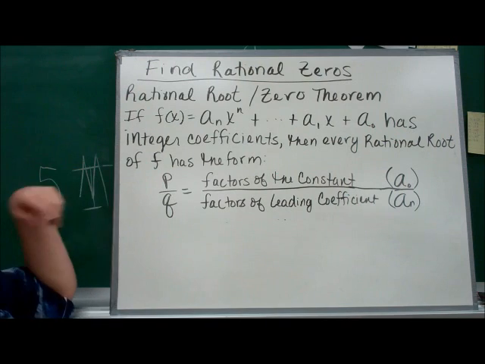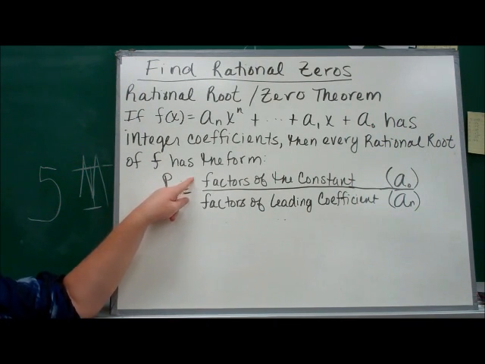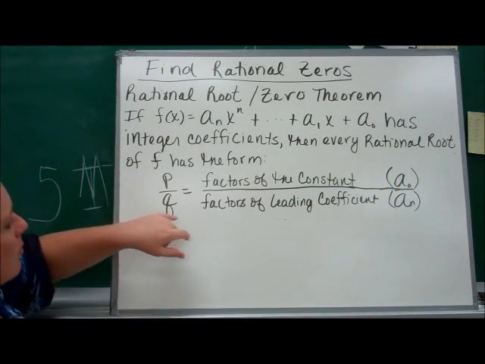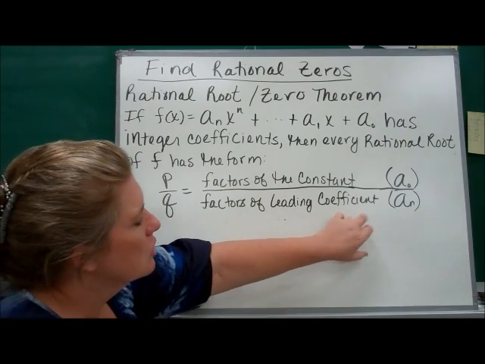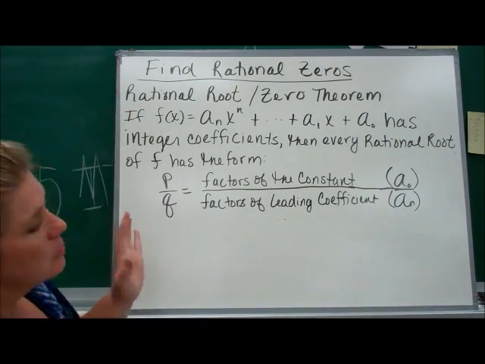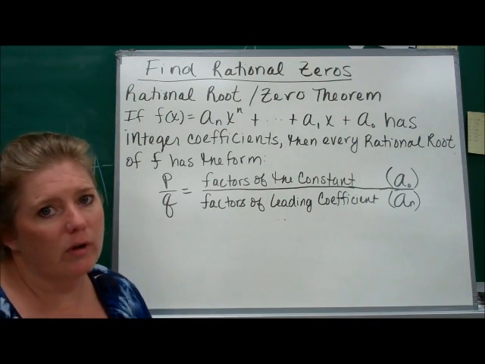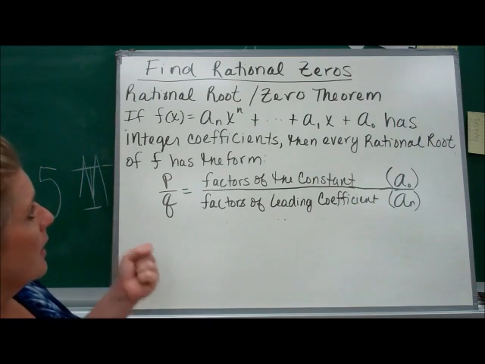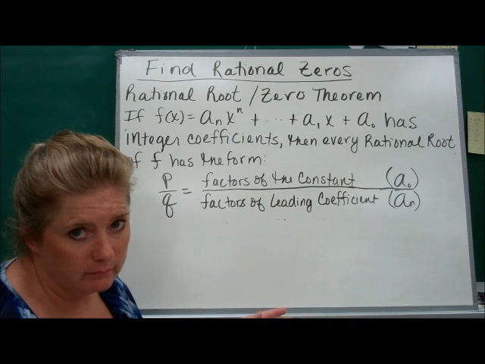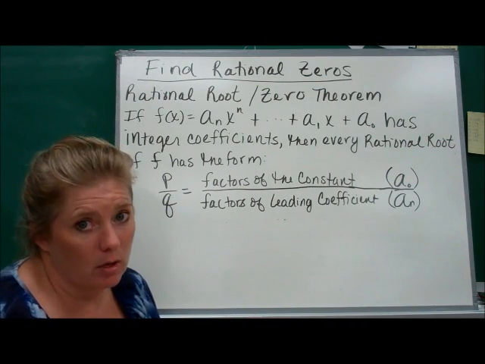If it has integer coefficients, then every rational root of the function will have this form, p over q, where p can be found by the factors of the constant term, which is a sub 0, and q are found by the factors of the leading coefficient, which is a sub n. Okay, so using this, we can create a list of possible rational roots. So if it has a rational root, it would be one of those no matter what. Okay, and then we're going to use that to find these zeros.